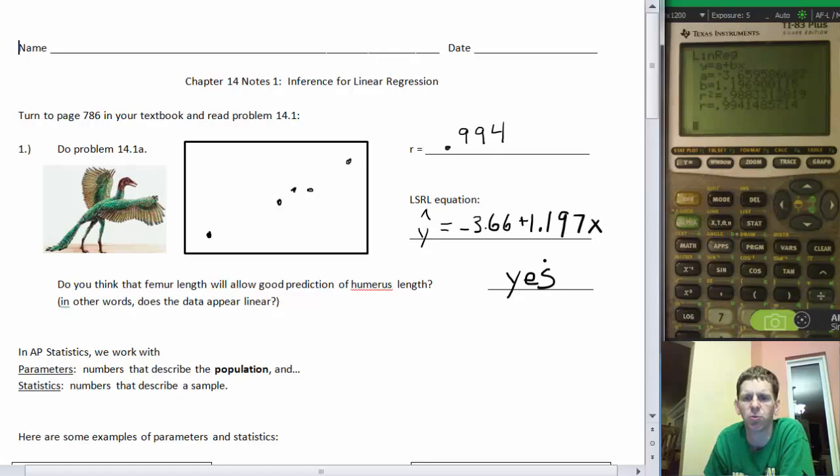Now, in AP Stats, we work with numbers that meet one of two criteria. They're either parameters, which are numbers that describe the population, or they're statistics, which are numbers that describe the sample. Remember, parameters starts with P, population starts with P, statistics starts with S, sample starts with S. Easy way to keep them straight.